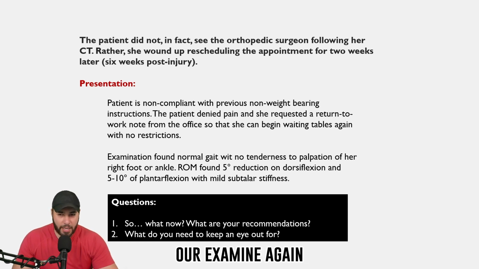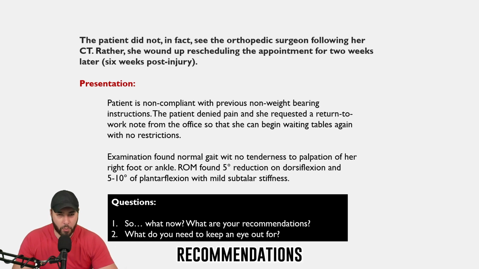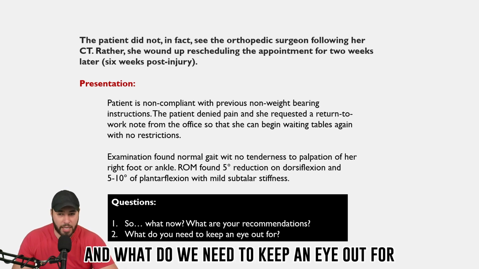So when we did our examination again, we found a normal gait with no tenderness to palpation of her right foot or ankle. Range of motion showed a 5-degree reduction in dorsiflexion and a 5 to 10 degree reduction in plantar flexion, with mild subtalar stiffness. So what would happen now, what recommendations would be made, and what do we need to keep an eye out for?